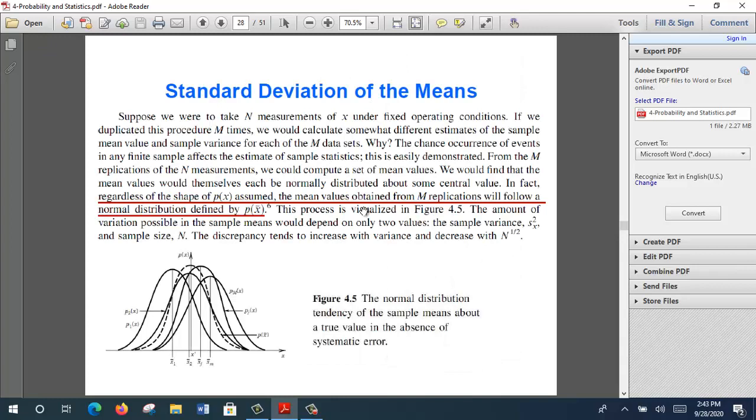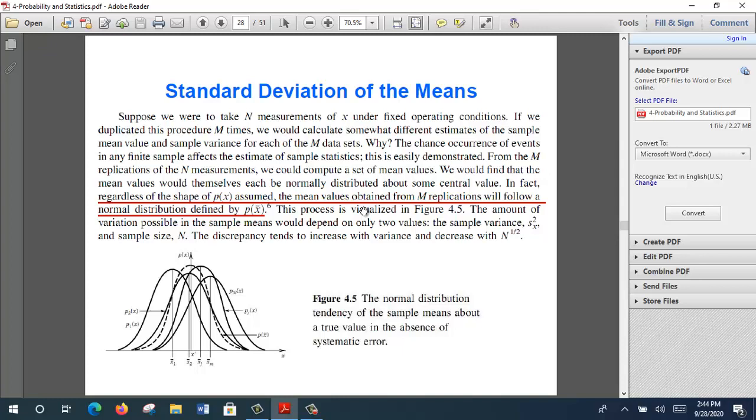So now we go to the standard deviation of the means. Okay, we already know what the standard deviation itself is, and we also know how to calculate the mean. So supposedly we were to take n measurements of x under a fixed operating condition, the condition similar to before. But if we duplicate this procedure m times, that is our second step, we will calculate somewhat different estimates of the sample mean value and sample variance for each of the m data sets. Yes, why?